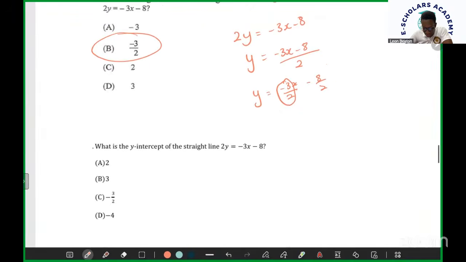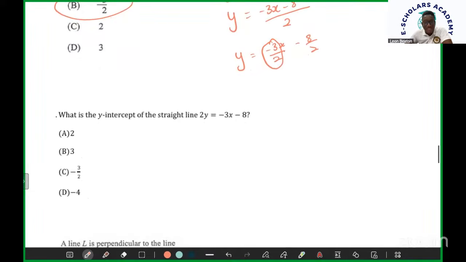So very similar question, but in this case, they're asking us for the y-intercept. By the way, these are different years in which CXC is asking a similar question. So they brought back the same function, but in this case, they're asking for the y-intercept. So we know the y-intercept would be the c value, but once again, we have 2y is equal to negative 3x minus 8. So we take over the 2 again. So we'll have y is equal to negative 3x over 2 minus 8 over 2.